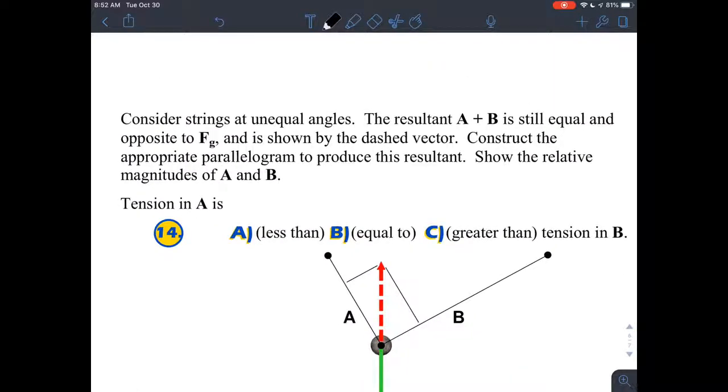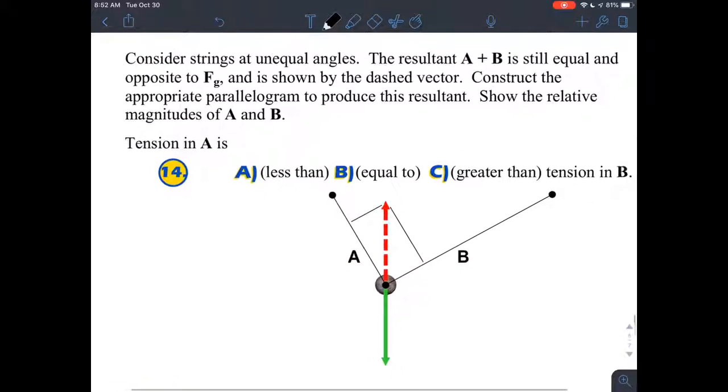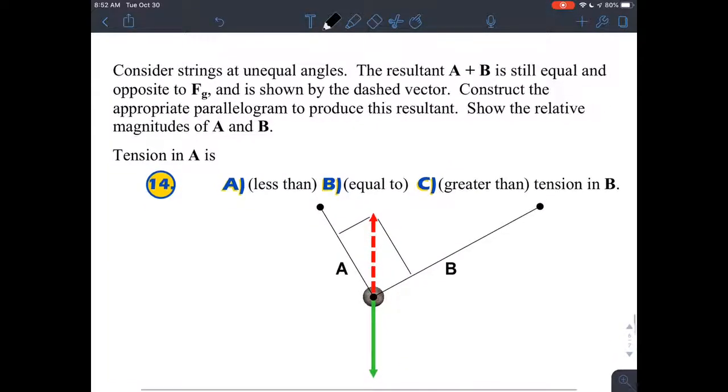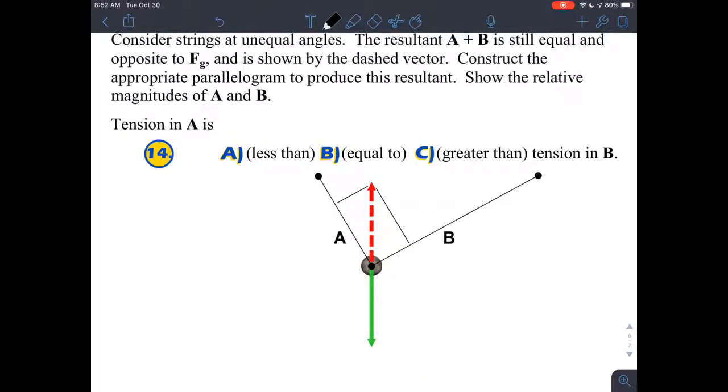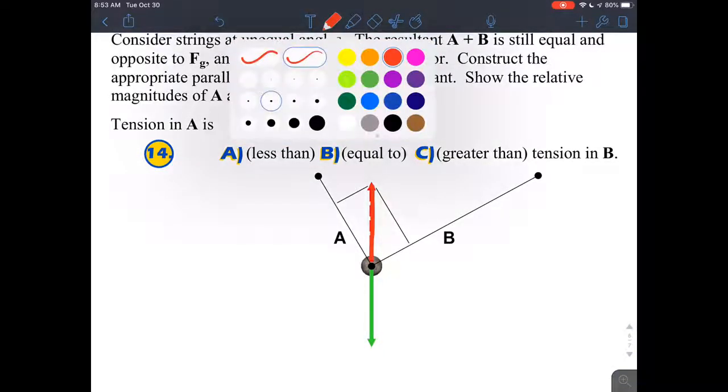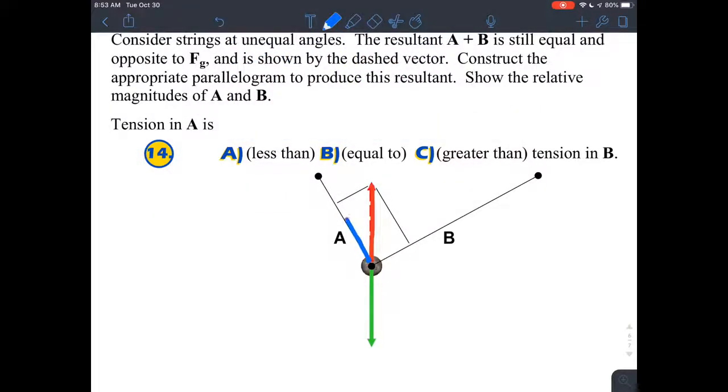So now, what we've got here is our strings are now at unequal angles. The result, A plus B, is still equal and opposite to F, and is shown by the dashed vector. Construct the appropriate parallelogram to produce this result and show the relative magnitudes of A and B. So these strings that you see here are not the actual length of A and B. We're just saying that these are the directions. So in order to get A plus B equal to this vector here, well, A I'm going to do in blue. A has to travel along this line, and A has to go up to the edge of the box. And B is going to travel along this line, and B has to also go to the edge of the box.